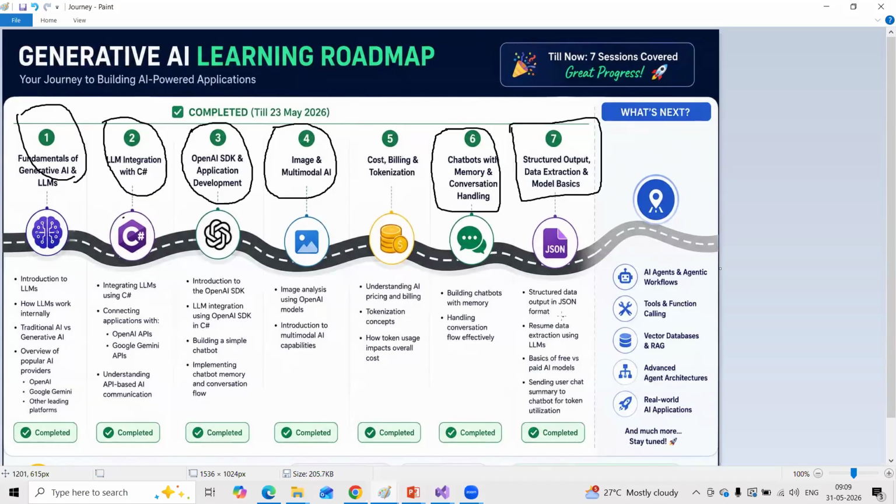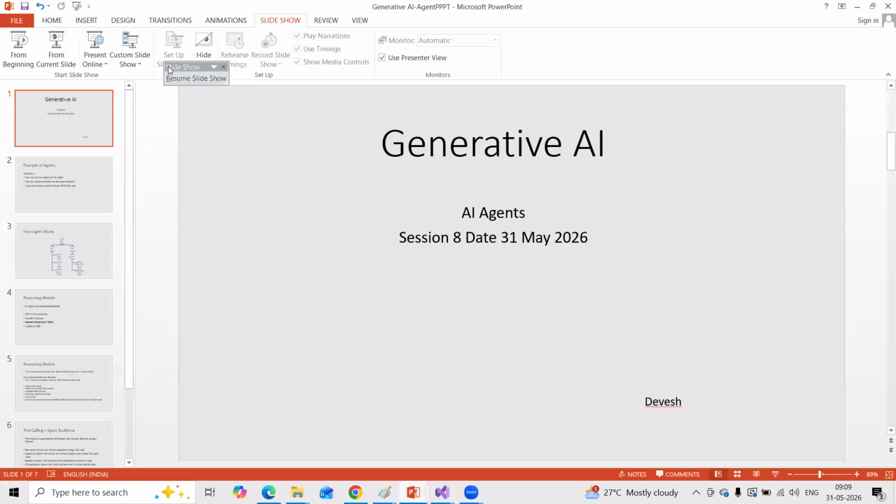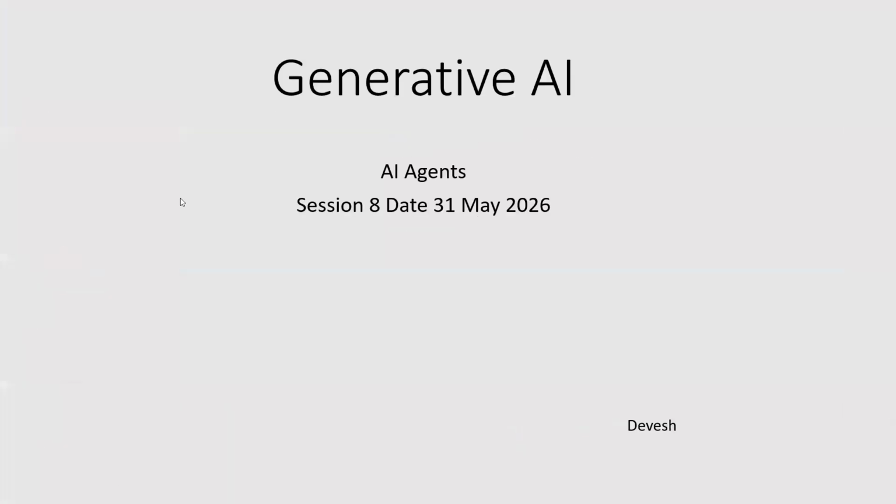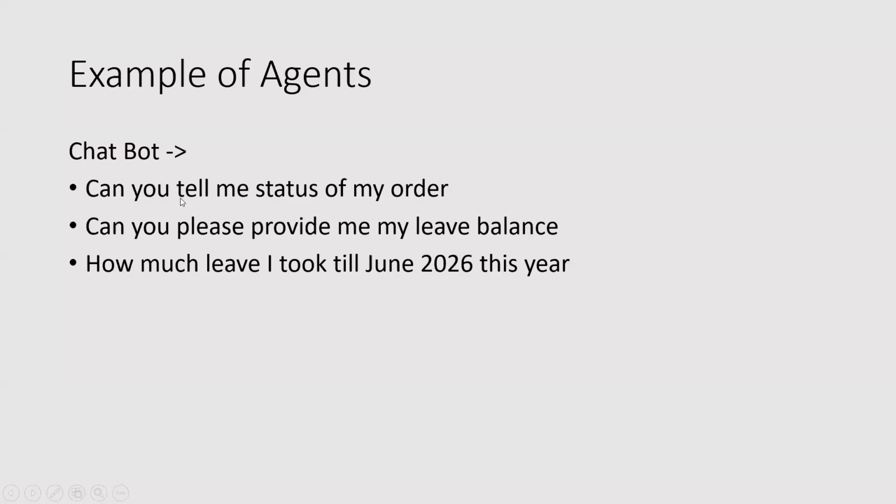Now coming to AI agents. First, everyone is hearing about agents. Let me give you the first example. Suppose we have an e-commerce application with a chatbot, and you type in natural language, can you tell me the status of my order? It provides your order details. That is an example of an agent.